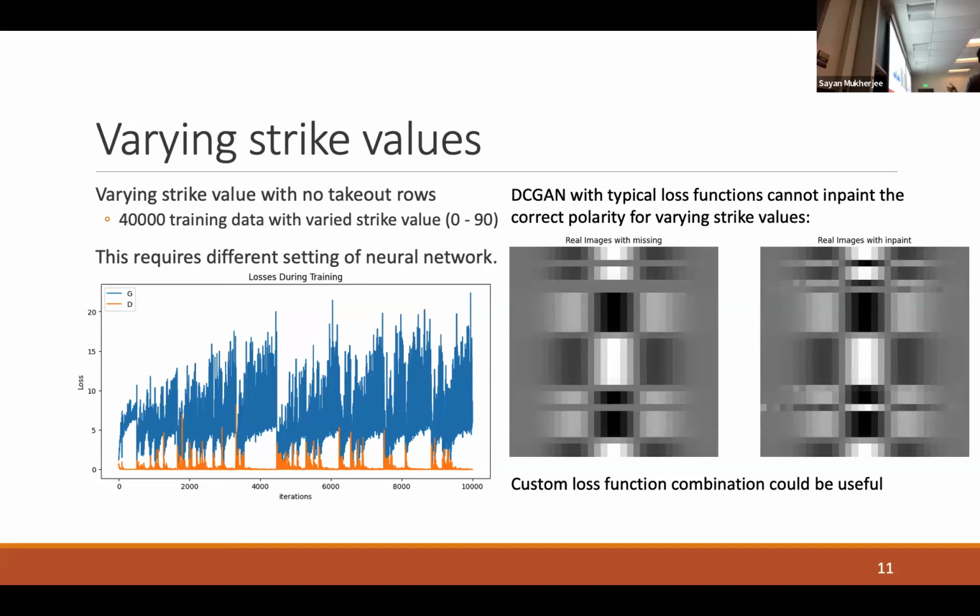And because I use unsupervised learning, for this kind of problem it might be better to use supervised learning with generative AI. If you look at the loss during training, the neural network couldn't reduce the loss with varying strike values. Varying strike value means I change the starting point of the black and the rotation pattern from 0 to 90 degrees, and I create a larger synthetic data set to see if it can capture the pattern.